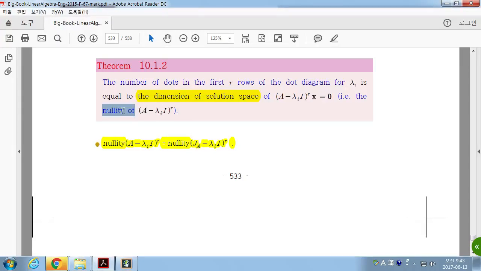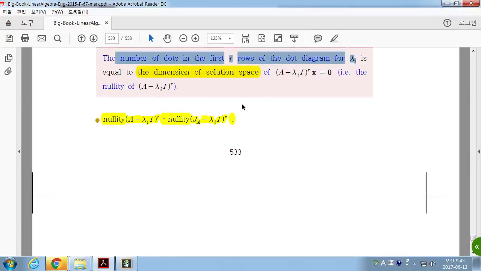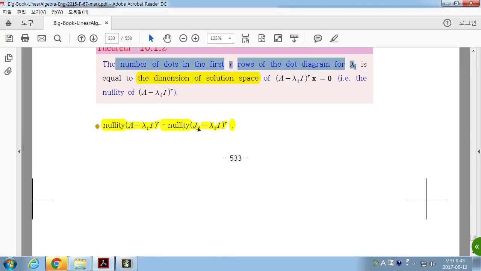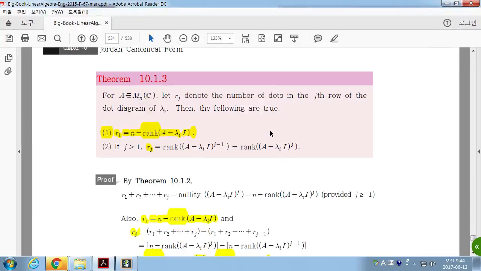The null space of this is the same as the null space of J_A minus lambda I times the identity matrix to the R-th power. The same, similar, because A and the Jordan canonical form are similar. So from that observation, if we know this, then that exactly gives us the number of dots in the first R rows of the dot diagram for lambda i. This is the observation that we had on the board.